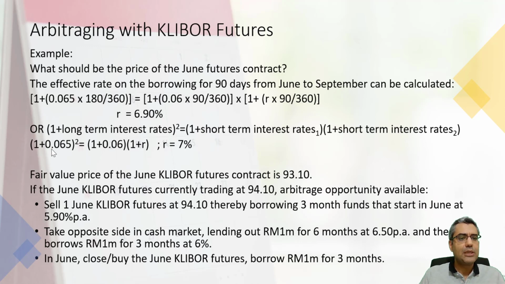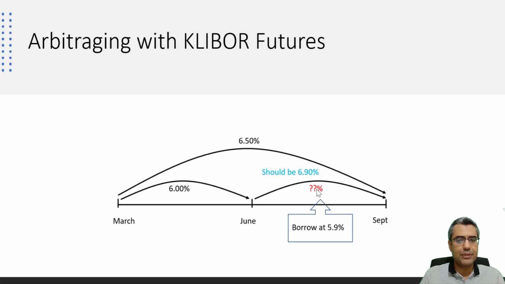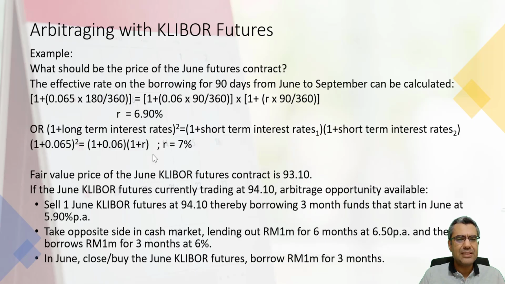Or you can use another, more accurate formula. 1 plus the interest rate for a 6-month period is 1 plus short term multiplied by 1 plus short term. Of course, here the power is 2 because it's 2 periods, right? This formula comes from financial markets or other subjects that you have. And based on this calculation, here it is 7%. Okay, let's go with the rough estimation, which is 6.9%.